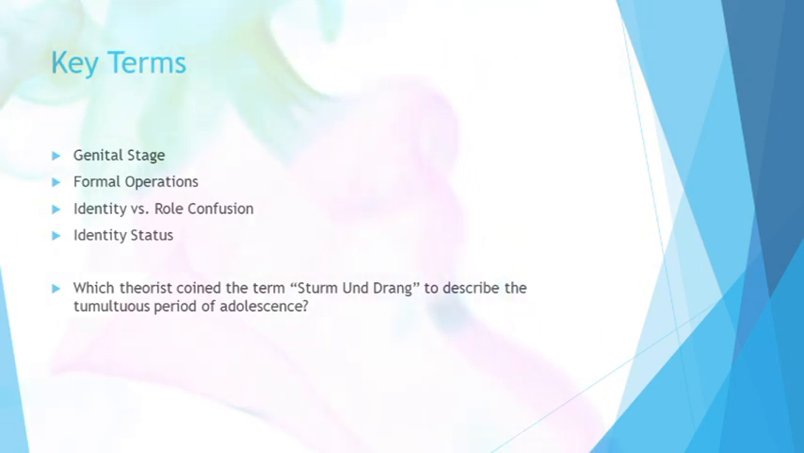And as far as questions go, which theorist coined the term Sturm und Drang to describe the tumultuous period of adolescence? Yeah, we know that is, yes, G. Stanley Hall. It isn't Sigmund Freud, it isn't Jean Piaget, it isn't Erik Erikson. It is G. Stanley Hall.